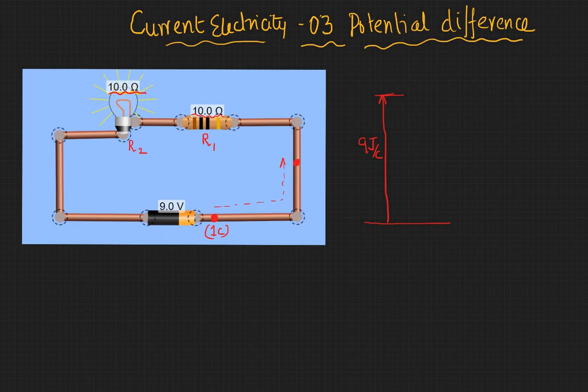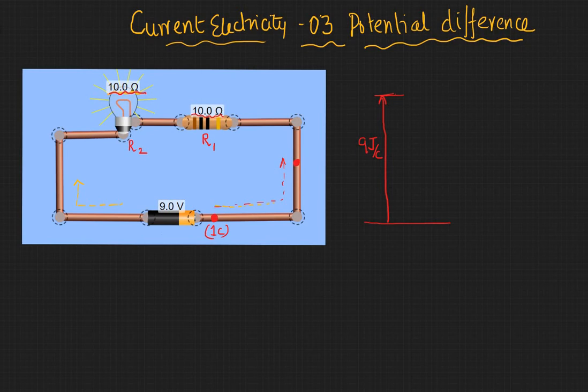As this 1 coulomb of charge passes, by the way, I must also mention that we are going to use the convention of current direction and not the electron direction from here on. So we will assume that the current is moving from positive to negative, while in reality the electrons are moving from negative to positive.